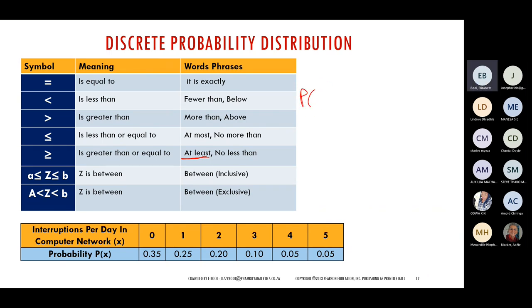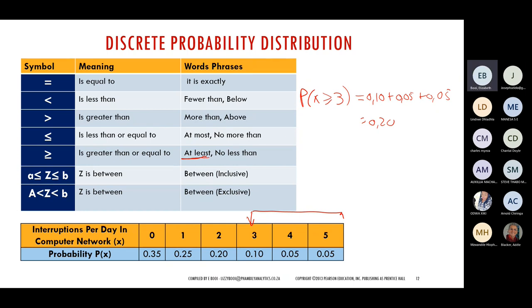So if I need to find the probability that X is greater than or equal to 3, it means it starts from here and also includes all the other values that are above 3. So it's 0.10 plus 0.05 plus 0.05, which equals 0.20. And that is at least.